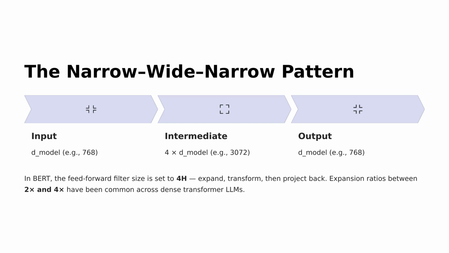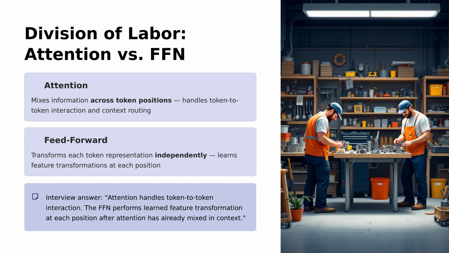This feed-forward block follows a narrow-wide-narrow pattern. We start at the model width, d_model, expand up to a larger intermediate size, typically 4 times larger, apply the transformation there, and then project back down to the original width. In BERT, that intermediate filter size is set to 4H. More broadly, dense transformer LLMs often use expansion ratios in the 2 to 4 times range.